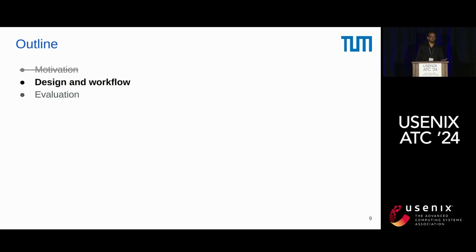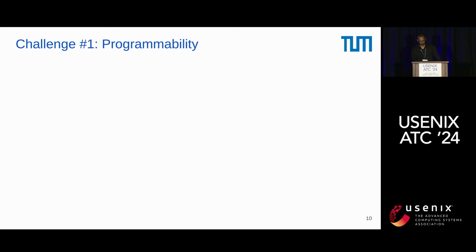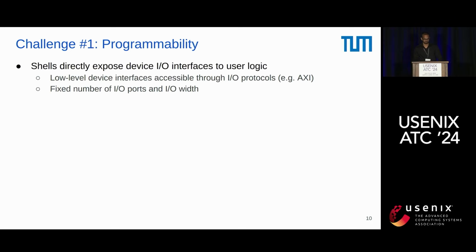So now that I've motivated the need for vFPIO, next let's take a look at some of the challenges that we had to overcome in its design. Firstly, existing shells pose programmability challenges, because they directly expose low-level I/O interfaces to the user logics. Usually these interfaces are grouped through an I/O protocol like ATC. This additionally leads to a fixed number of I/O ports and a fixed I/O width, which may limit programmers' flexibility in terms of how they design their application.